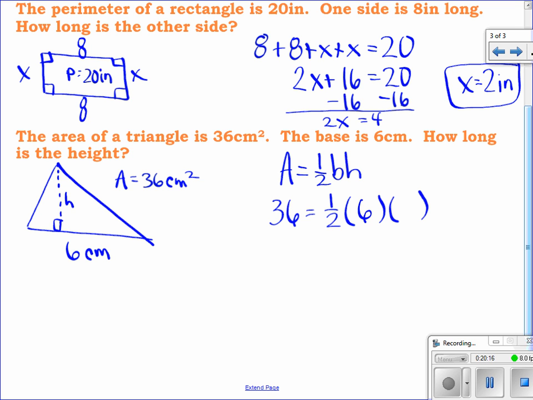And now we just need to solve for h. We can simplify the right-hand side a little bit. What would it be? 3h. You can multiply those because they're all being multiplied together. So you can put those two together. 1/2 times 6 is 3. Last step. And we need units. Centimeters.